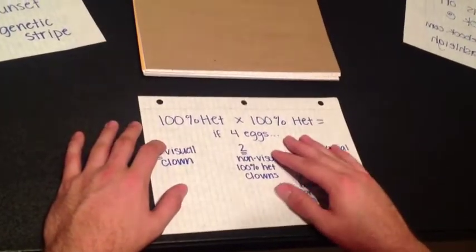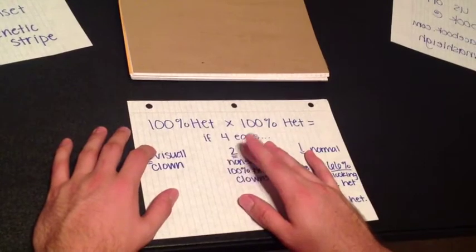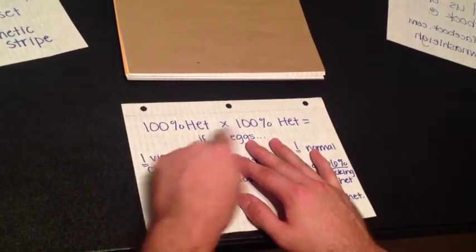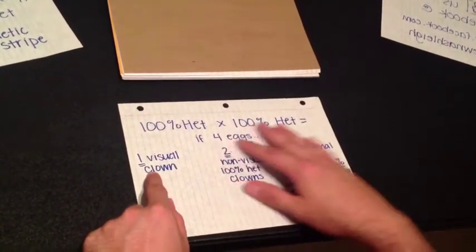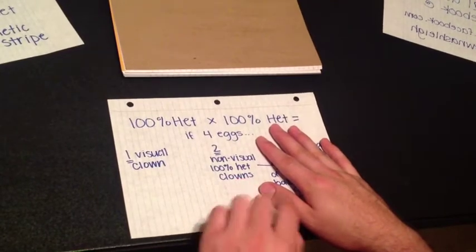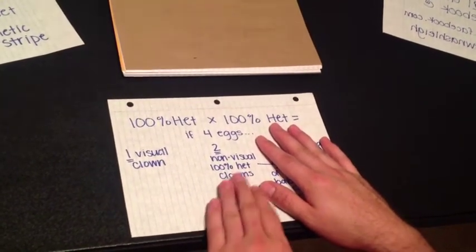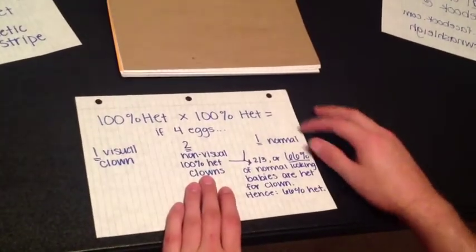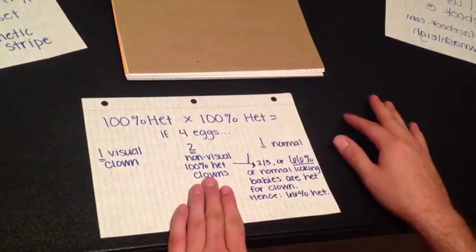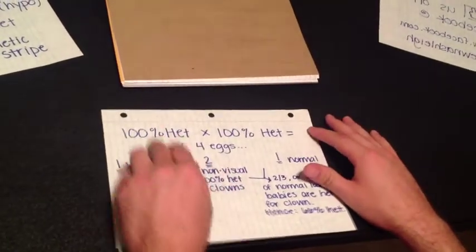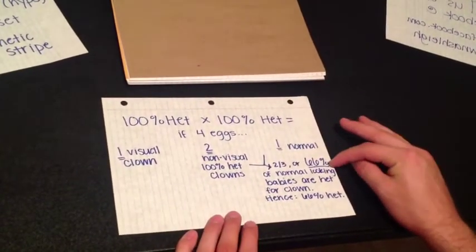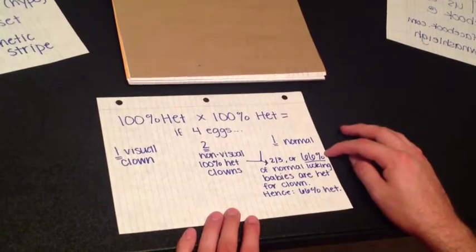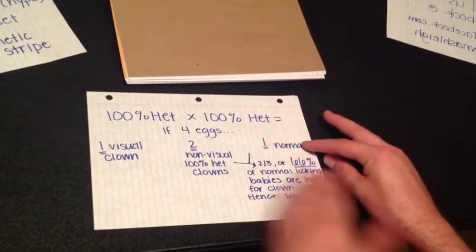Alright, this is where it gets a little confusing. If you breed 100% het to 100% het and you get 4 eggs, we're just using 4 to be an easy number, you'll get 1 visual clown. You'll get 2 non-visual clowns that are 100% het, but will look like a normal. And you'll get 1 normal that is not het for the recessive gene at all. So if you breed 100% het to 100% het and it's not visual, they call it 66% het for whatever gene you're looking for. Okay, any het animal is going to look like a normal but be carrying the gene.